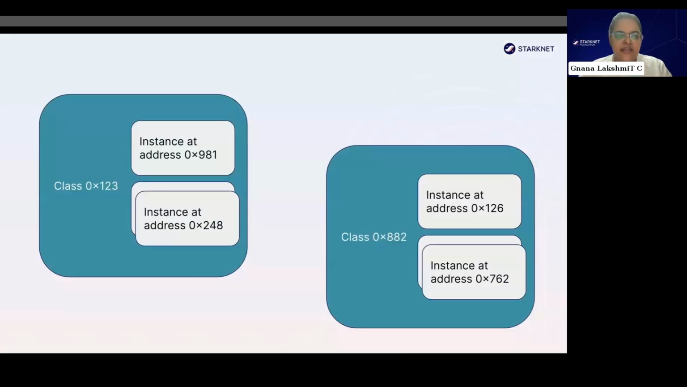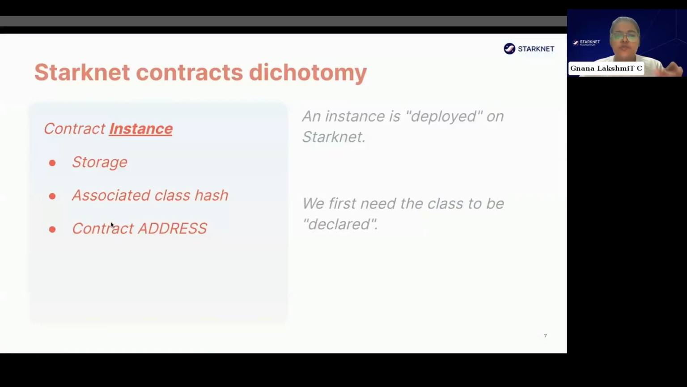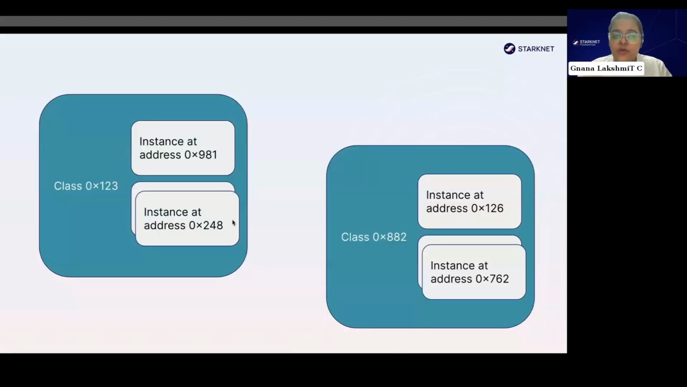I have another diagram that explains it nicely. If you have a class hash, say 0x123, you can deploy multiple instances of that contract, each of them with their own storage, with this particular class hash, and having their own distinguishable contract address. You can see here that one contract address is 0x981 and another contract address is 0x248. Both of these are instances of this class hash.